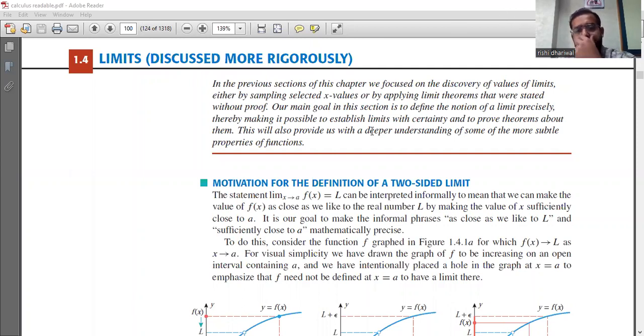In the previous section on limits, we discussed the values of a limit either by sampling selected x values or by applying limit theorems that we stated without proof.